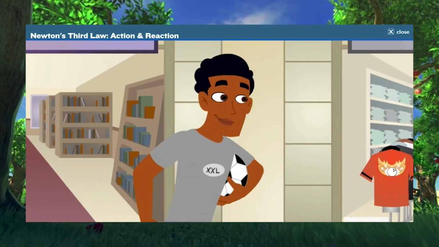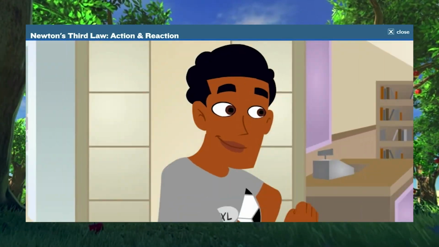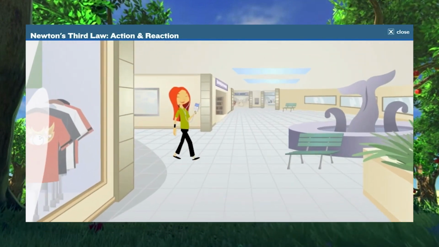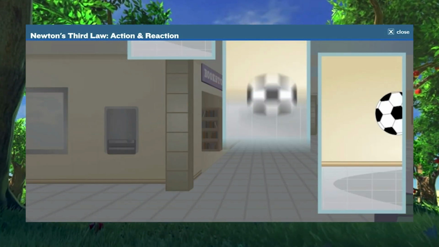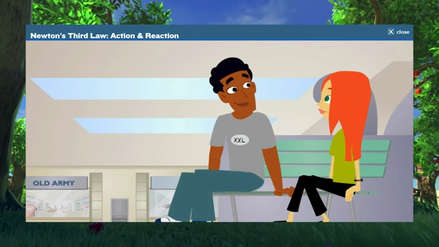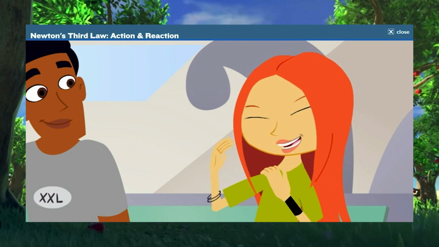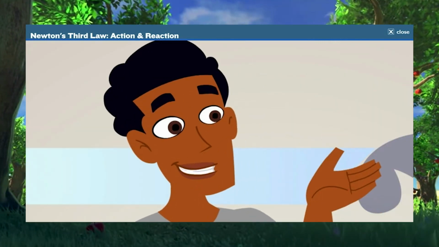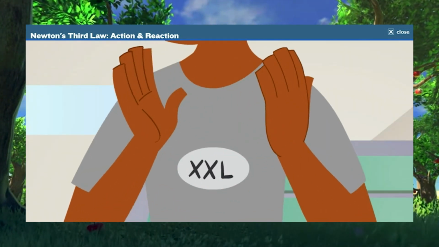Ow. Zoe, watch out! Ouch! Hey, are you okay? Yeah. Oh, hard bench. Guess I wasn't looking. Now that's what I call action and reaction. Action and what? Action and reaction.